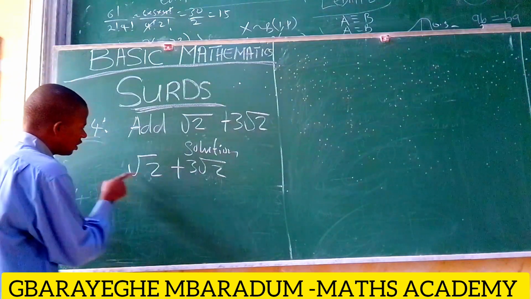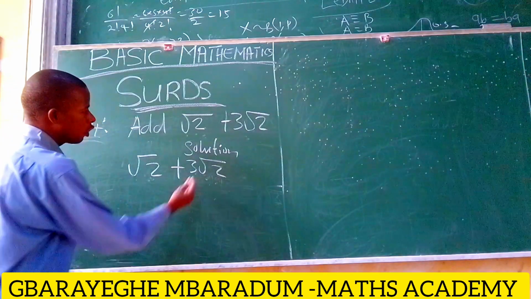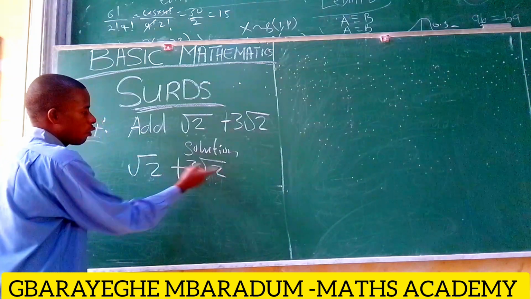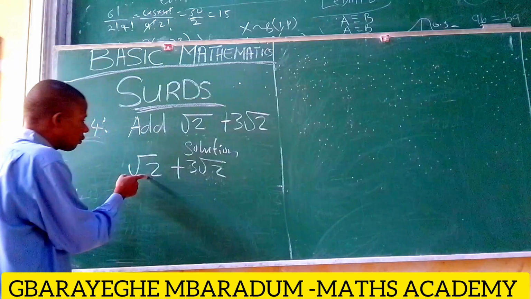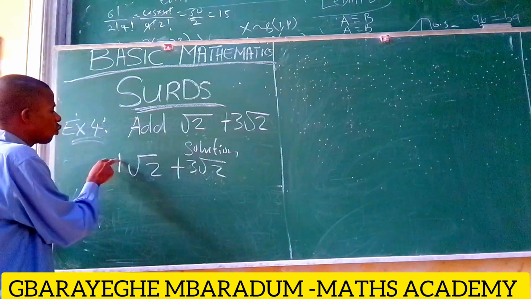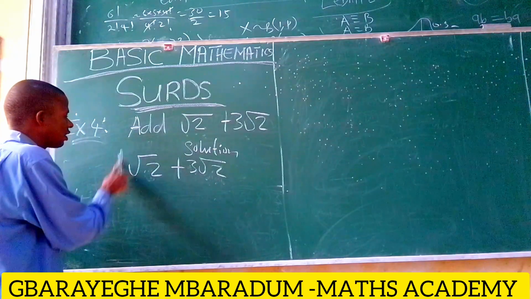Now, look at this root 2, it has a coefficient. Coefficients are numbers in front of a variable or a root. The coefficient of this guy is 3, because 3 is in front of this root 2. The coefficient of this other root 2 is 1. There is an invisible 1 here, because 1 times root 2 is the same thing as root 2. So the coefficient of this guy is going to be what?